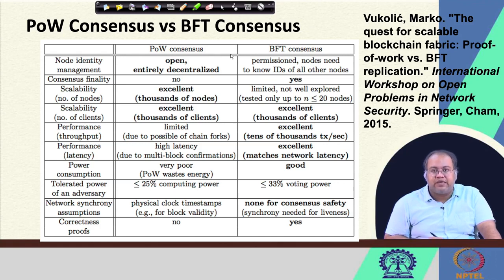If you think about the network synchrony assumption, proof of work consensus works with physical clock timestamp, but BFT consensus does not consider network synchrony. So, it works in an asynchronous environment, but as we have seen earlier for PBFT, that synchrony is required for ensuring liveness for the view change protocol of PBFT. Proof of work does not have any kind of formal correctness proof, but BFT consensus has formal correctness proof.